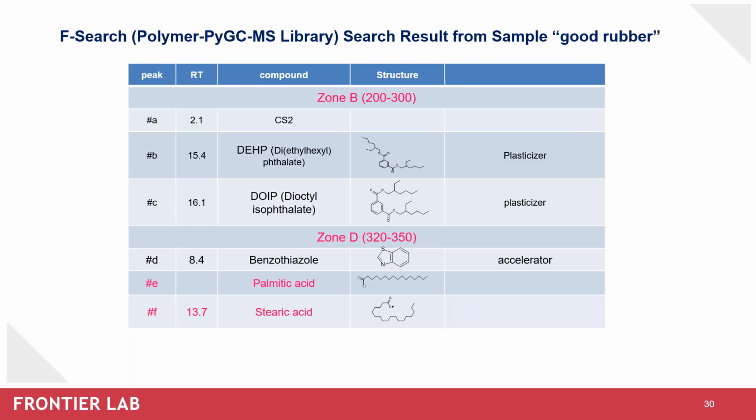These are the library search results for peaks A through F that I just showed. Peak E and F, which are long chain fatty acids, are only detected in the good sample and not in the bad sample.